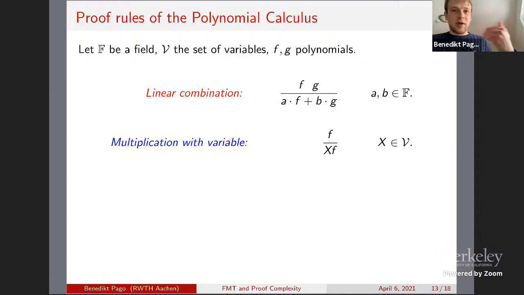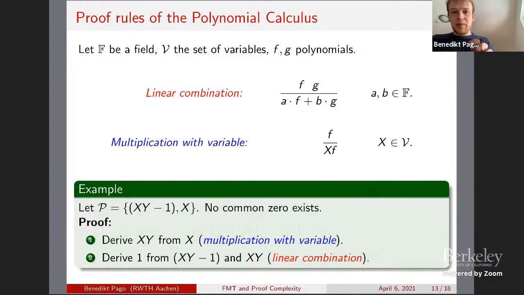And the second rule is you may multiply any polynomial that you have with a variable from the variable set. And as an example, let's say we have two polynomials, xy minus one and x. And you can see that there is no common zero because if you have to set x to zero, but then also xy is zero. So the first polynomial is then minus one. So there's no way to make them zero at the same time. And therefore there should be a derivation of the one polynomial. And this is easy in this case. So first of all, we can multiply the input polynomial x with y, then we get xy. And then using the linear combination rule, we can take xy and xy minus one and get the one polynomial. So in this case, this works. And this also works in general. So this is again a sound and complete proof system. But again, the size of the refutations is what's interesting here.